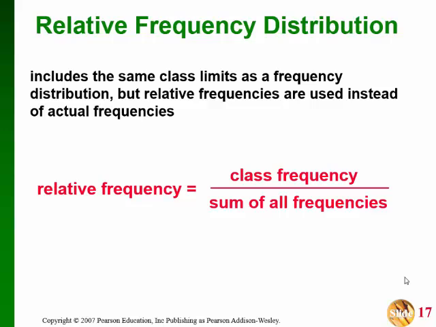Okay, from a frequency table, we're going to develop this idea of a relative frequency. And a relative frequency is really a way to, how should we call it, a way to normalize the frequency table. So what they have here is a simple formula. The relative frequency is going to equal the class frequency divided by the sum of all frequencies.